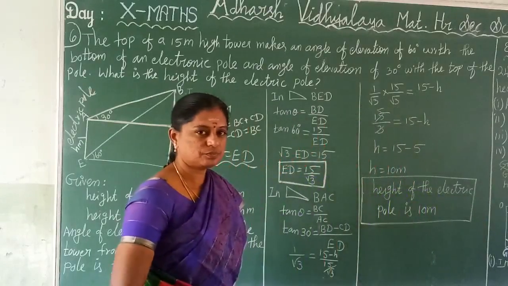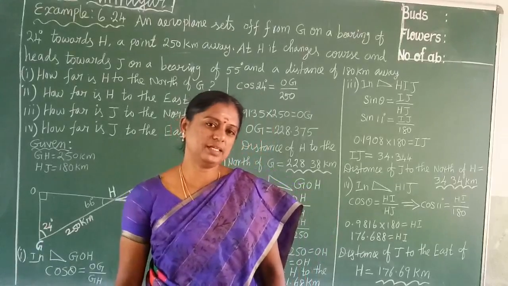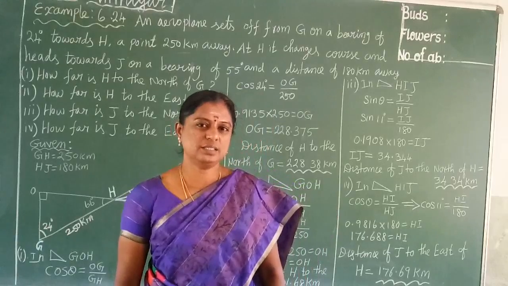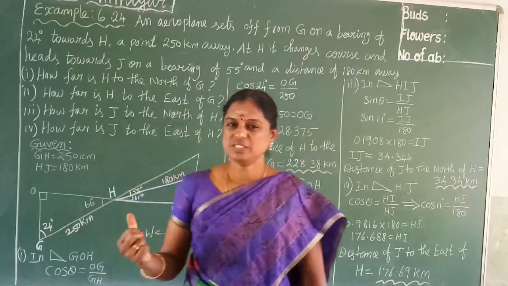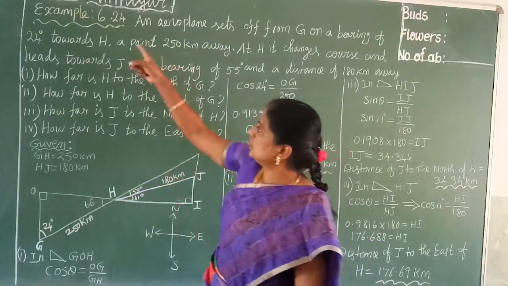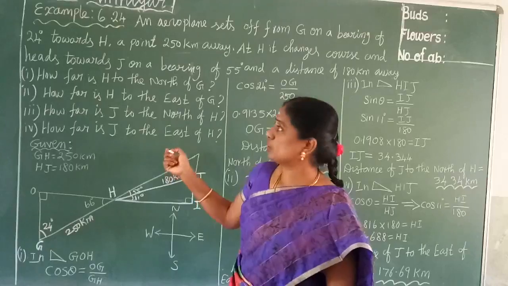Clear? In exercise 6.2, 6 sums are there. All 6 sums are completed. The same model, all example sums. So the remaining example sums are fully homework. Now we see one example, 6.24. This is a different method. That's why now we work it out.